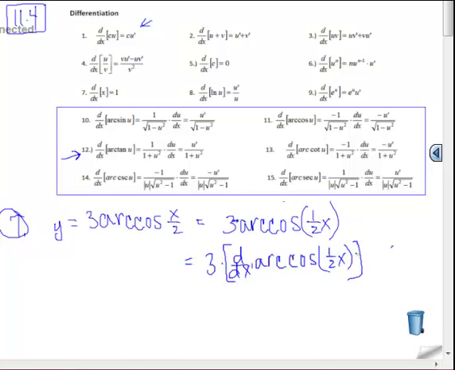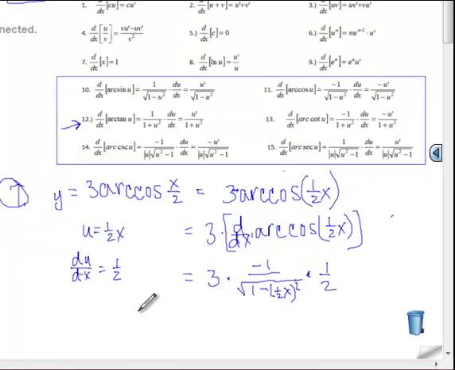So now what I need to recognize, if you want to off to the side, is I'm going to let u equal 1/2 x, and then du dx equals 1/2. So when I'm deriving this, I'm going to have that 3 on the outside, and then I'm going to derive this outer function. So I'm using my arc cosine, which is -1 over the square root of 1 minus that inner function left alone, squared. Okay, but then I have to tag on the derivative of that, which I said is 1/2 over here.